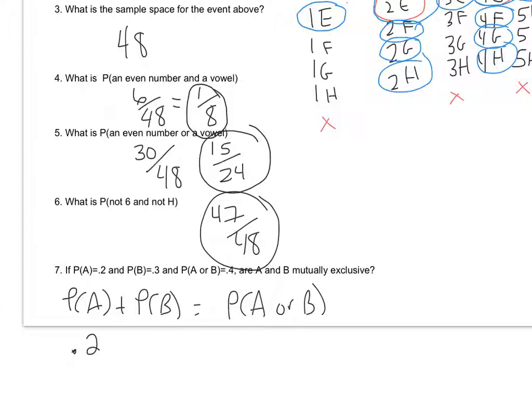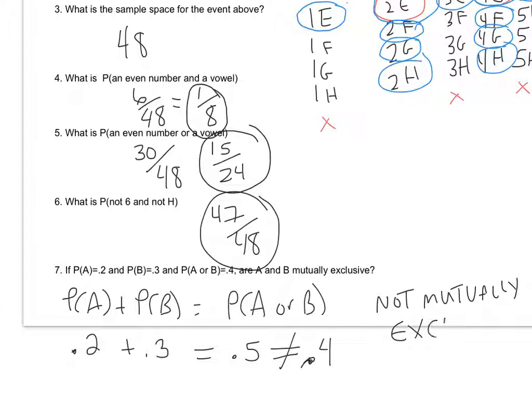So A is 0.2, B is 0.3, which is equal to 0.5. That is not equal to 0.4, which is listed here, so we say these are not mutually exclusive. So those events are not mutually exclusive. They do have stuff in common. So very important to remember this formula for being mutually exclusive. If you add them together, they need to equal the OR.